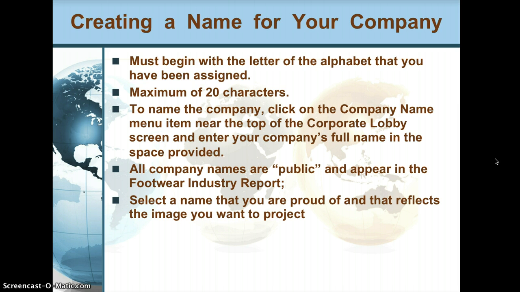Shortly after registering, you and your co-managers should decide on a name for your athletic footwear company. Your company's name must begin with a letter of the alphabet that you have been assigned. Names can be up to 20 characters, and to name the company, click on the company name menu item near the top of the corporate lobby screen and enter your company's full name in the space provided. All company names, remember, are public and appear in the footwear industry report. Thus, you should select a name that you're proud of and that reflects the image you want to project to your customers, shareholders, and other company stakeholders in the general public.